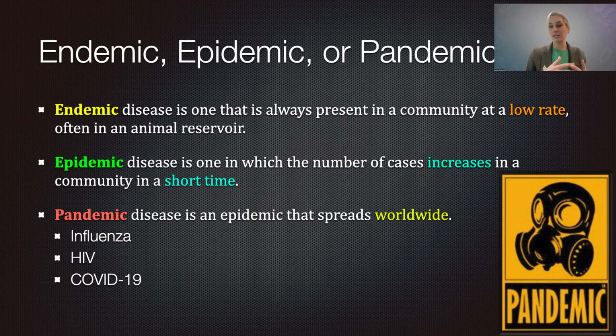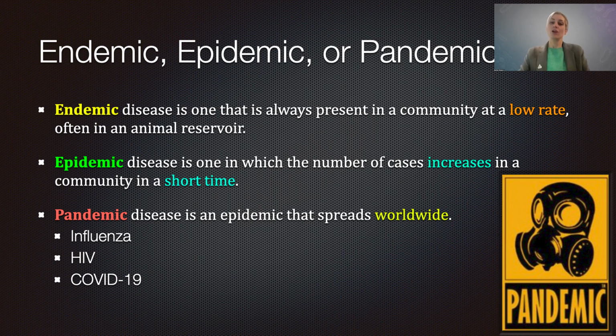So if we look at the time, in a short period of time, all of a sudden we see a large number of cases coming out. Whereas in endemic, we wouldn't have a large number of cases, a low rate over a long period of time, a well-known disease. Pandemic, on the other hand, which you're familiar with, COVID-19, we also have influenza and HIV, is disease that spreads worldwide.